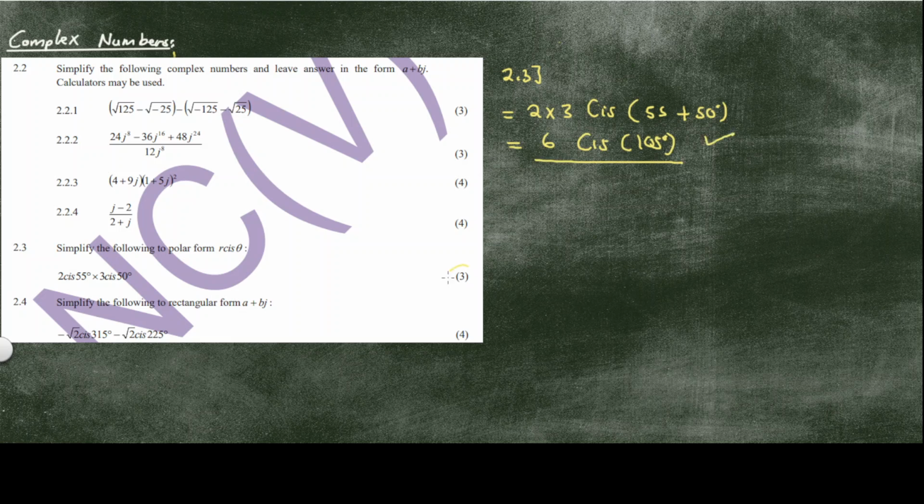Easy, 3 marks. Especially for this step, don't do it in your head. Write it down. Because the moment you skip it, I've allocated 1 mark for the final answer.